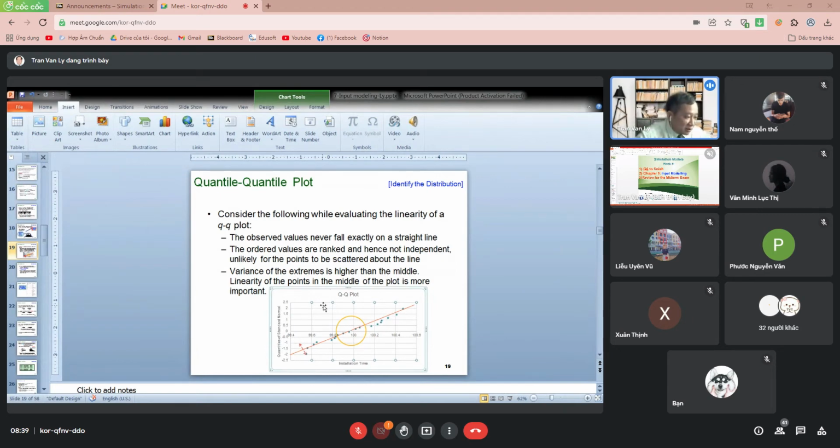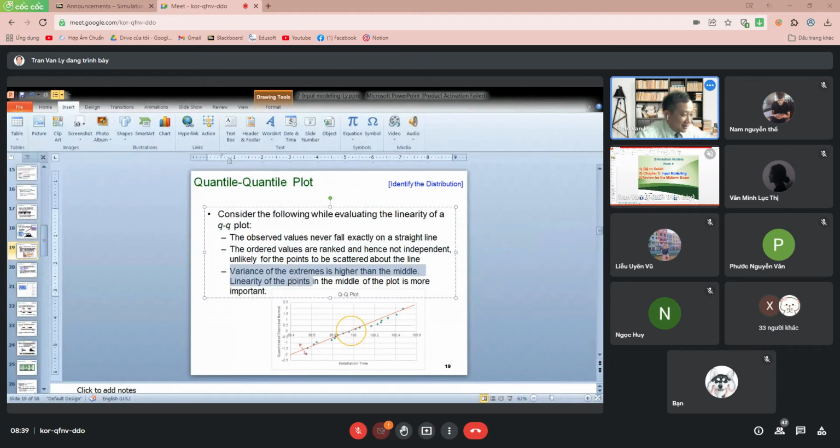And you plot it. It's seldom right on the straight line. And the order of values, rank and hand, are not independent. This one is very important: the variance of the extreme. Extreme means far left or far right.